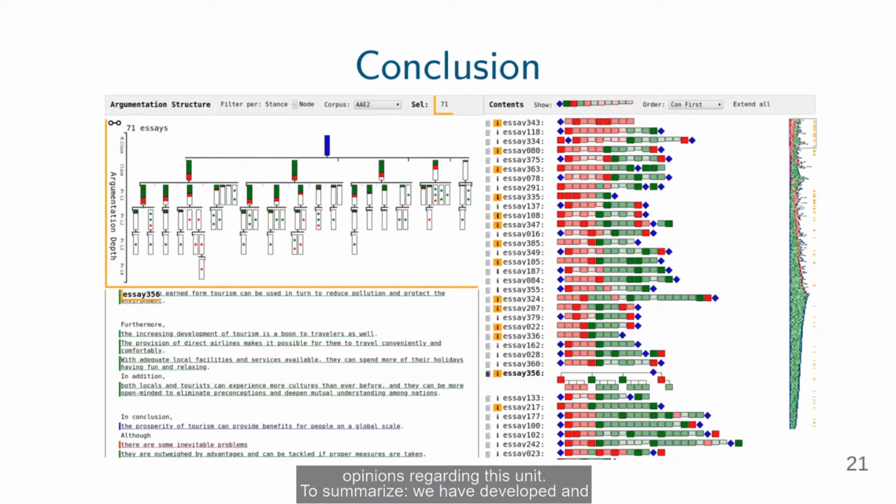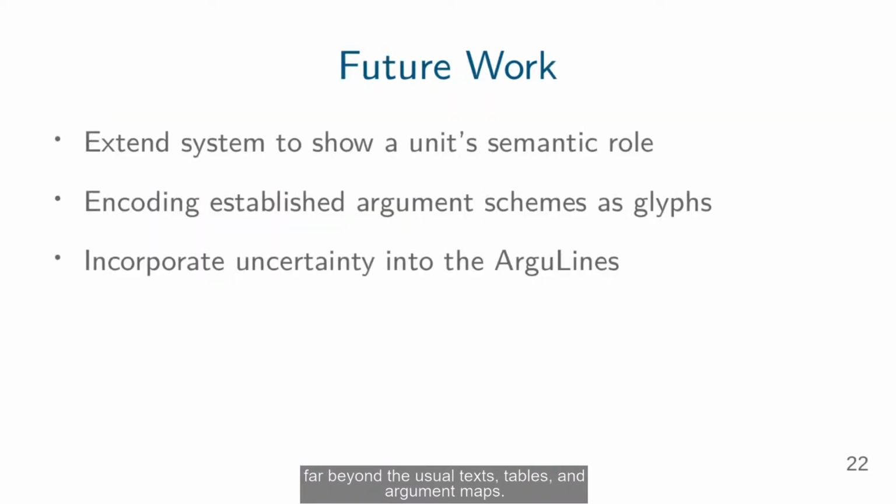To summarize, we have developed and evaluated an interactive visual analytics system for computational linguists and digital humanists that allows the analysis of argumentation in essays far beyond the usual texts, tables, and argument maps. To allow a deeper analysis of the semantics within the argumentation, we plan to extend the system to not only show stance, but also the semantic role of an argument unit, whether it is a conclusion, restatement, or counter-argument, for example.